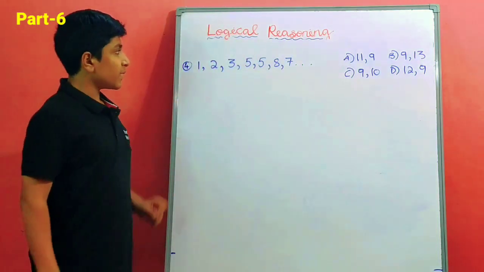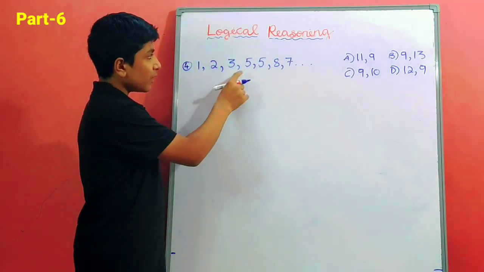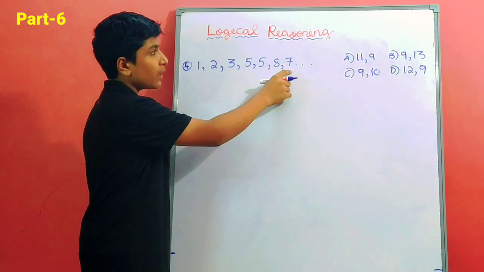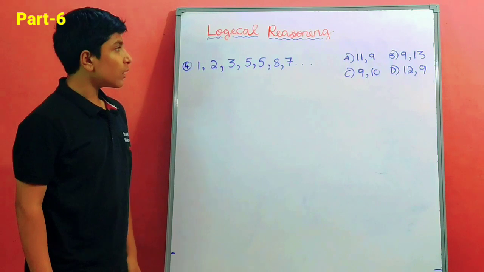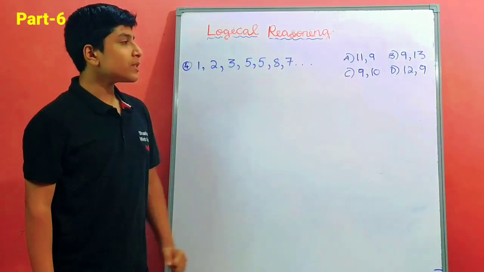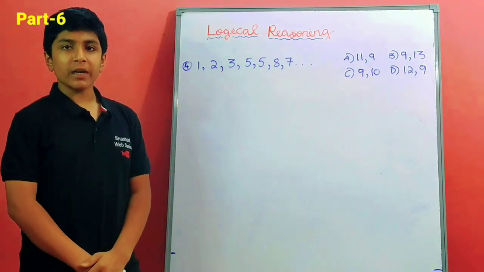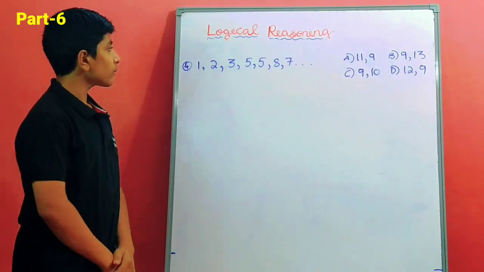So in this number series we have 1, 2, 3, 5, 5, 8, 7, and we have to find the next two numbers as per the options. So we have the question, we have the options. Please pause the video and try to solve it yourself.